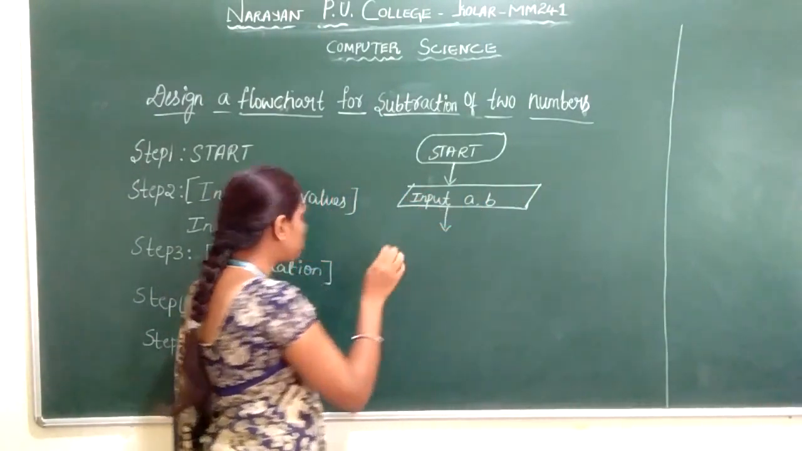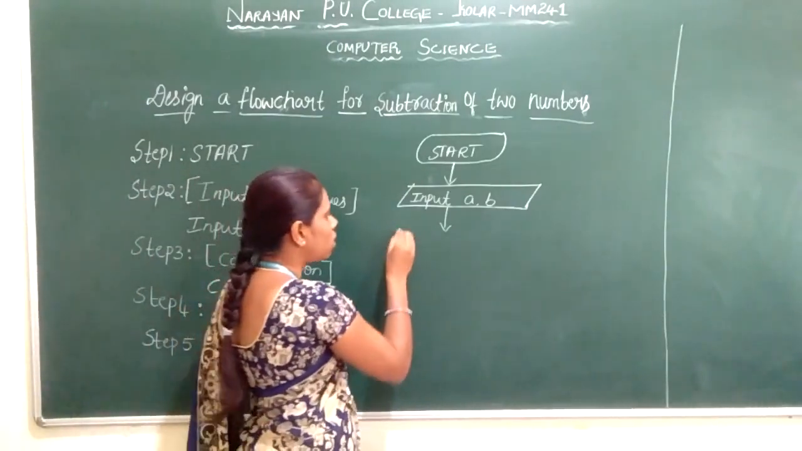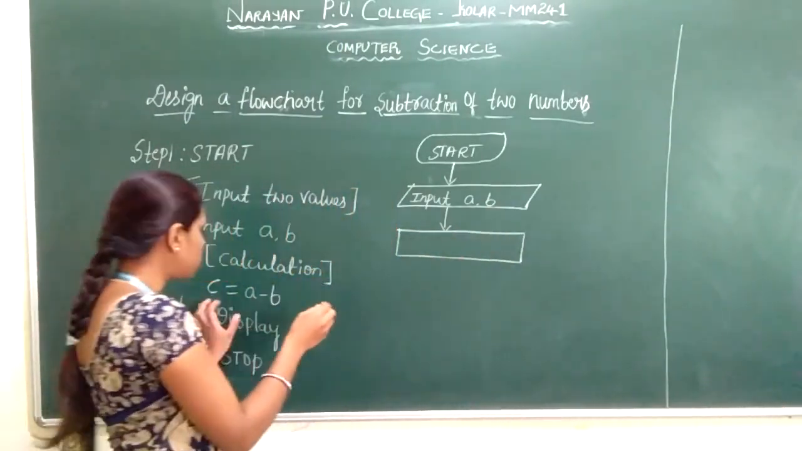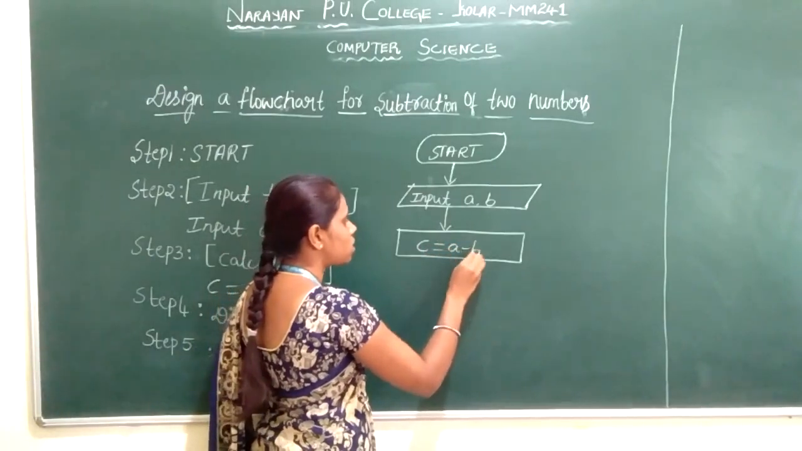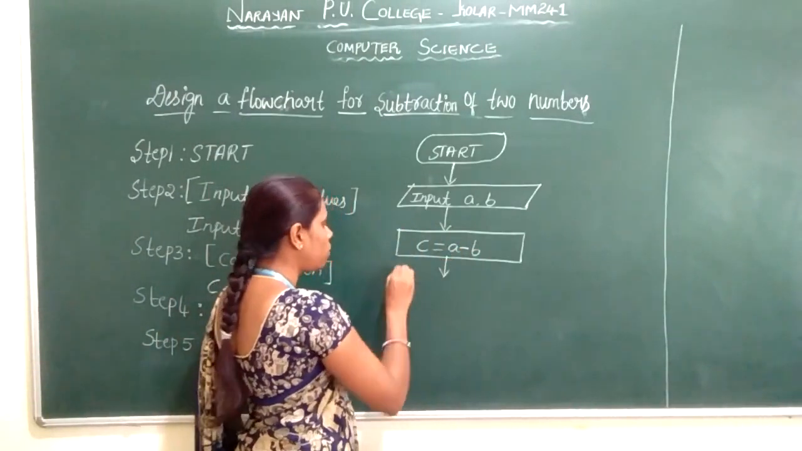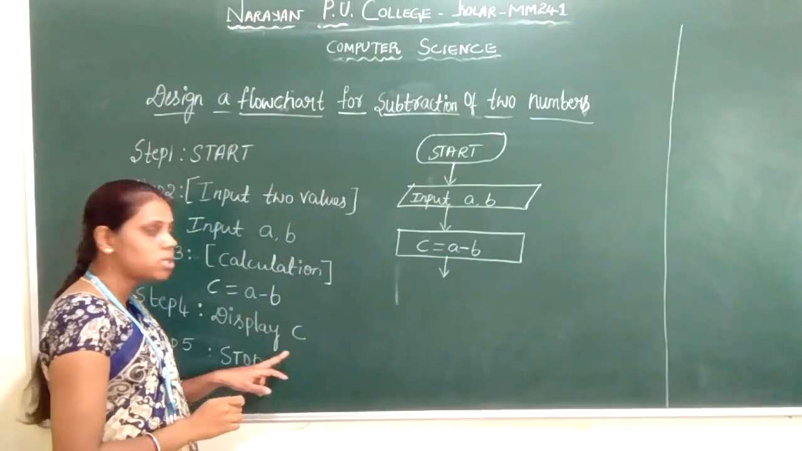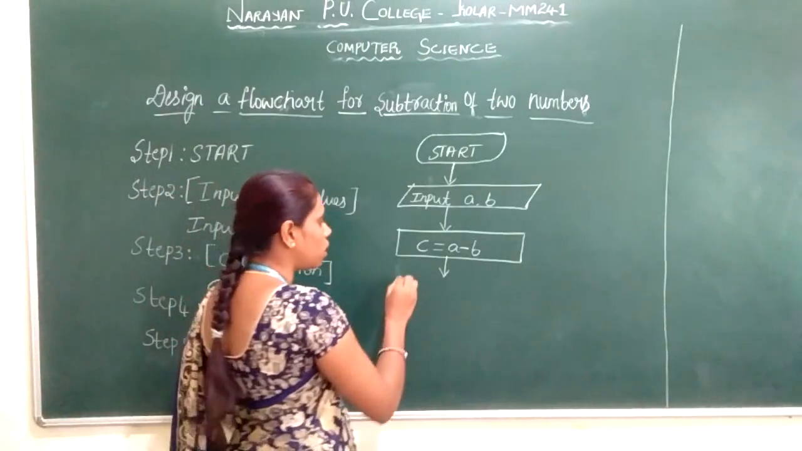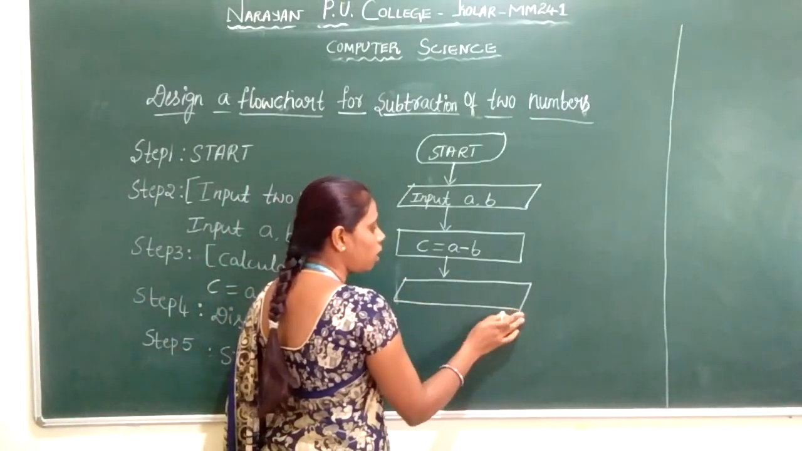What is the next process? Next step is calculations. For calculations, we use a symbol called rectangle. What is the calculation? Here C is equal to A minus B. Next, we use an arrow. After this calculation, we are displaying the value of C. Display is nothing but your output. For output, we use the same symbol, that is parallelogram. So parallelogram is used for both input and output.